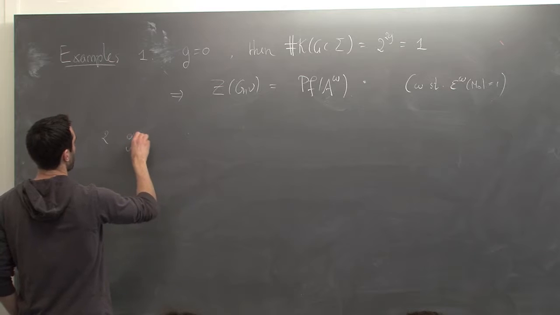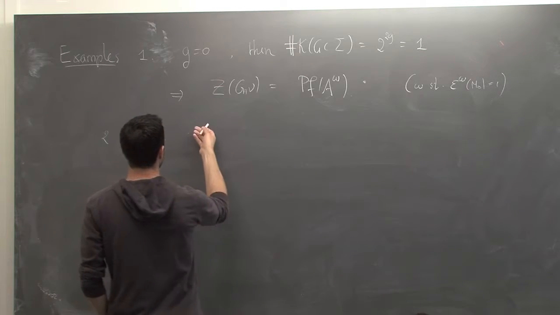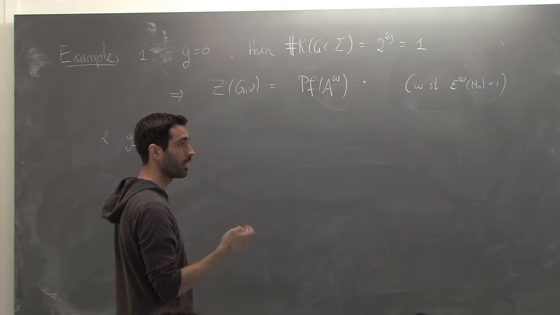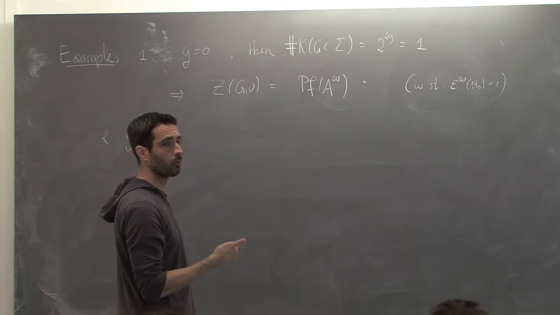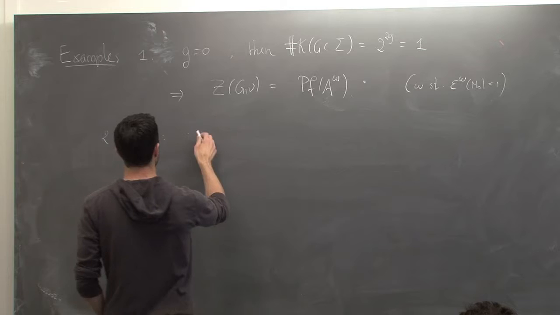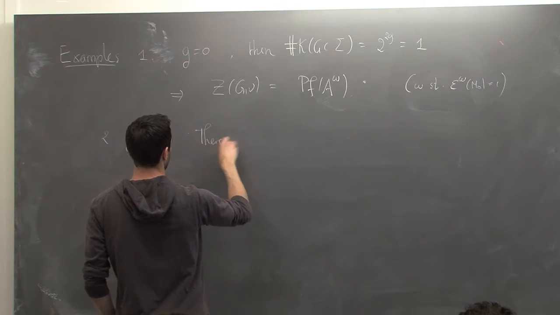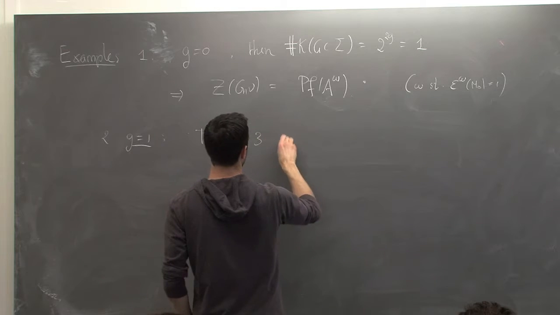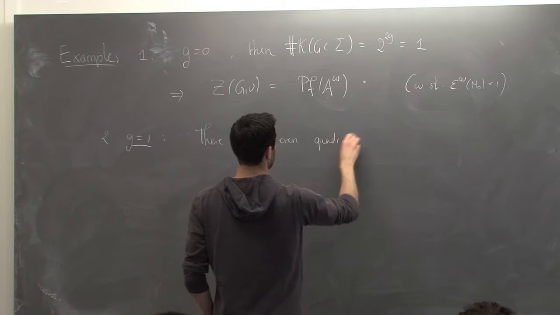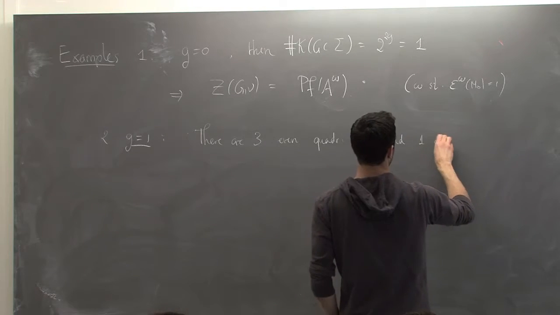And then G equal to 1 is something that we will use. We saw already that in the G equal to 1 case, you have one quadratic form which is odd and the other ones are even. So there are 3 even quadratic forms, and one odd one.